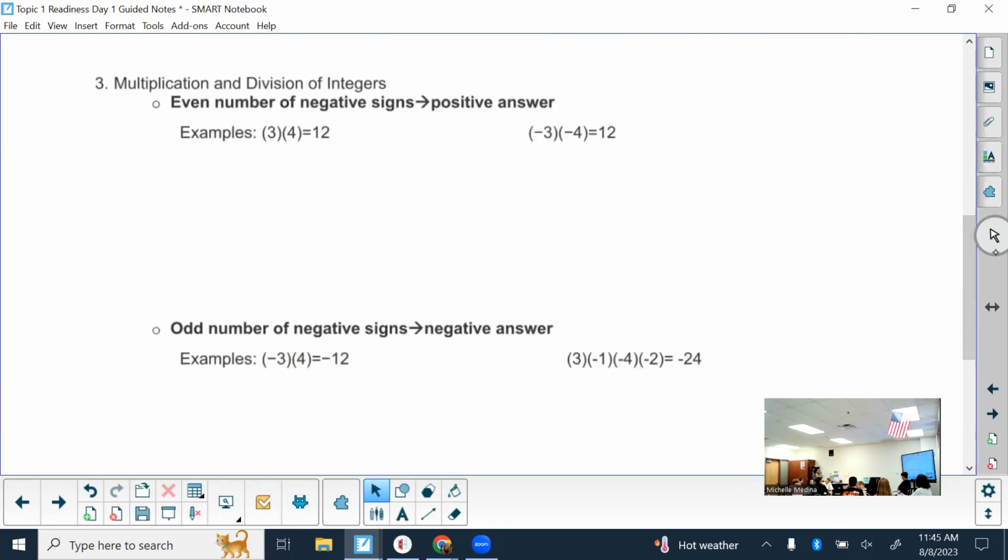Because if you have an even number of negative signs, your answer is going to be positive. And then you have a few examples right here already answered for you. So you will still multiply the numbers together like normal, the base numbers. But depending on how many negative signs you have, if it's an even amount, what are the examples of even numbers, by the way?